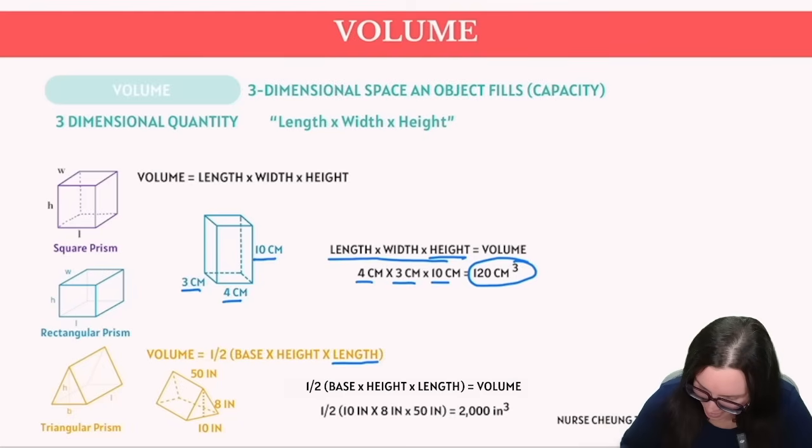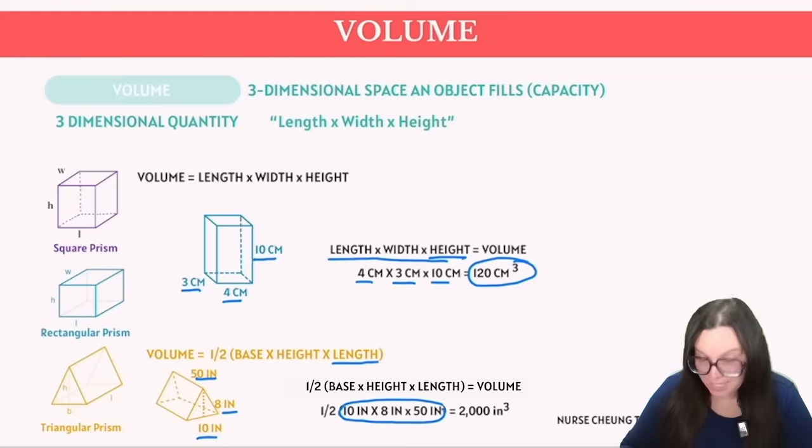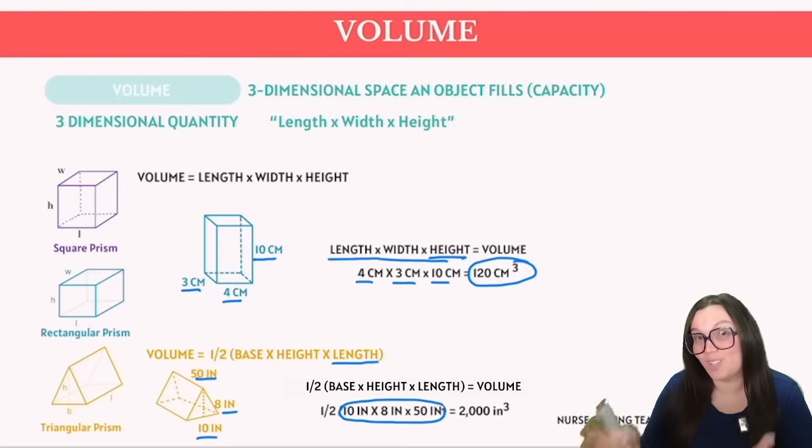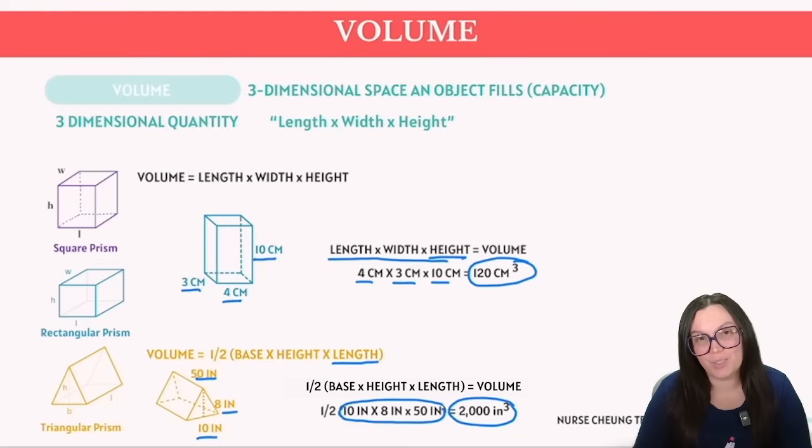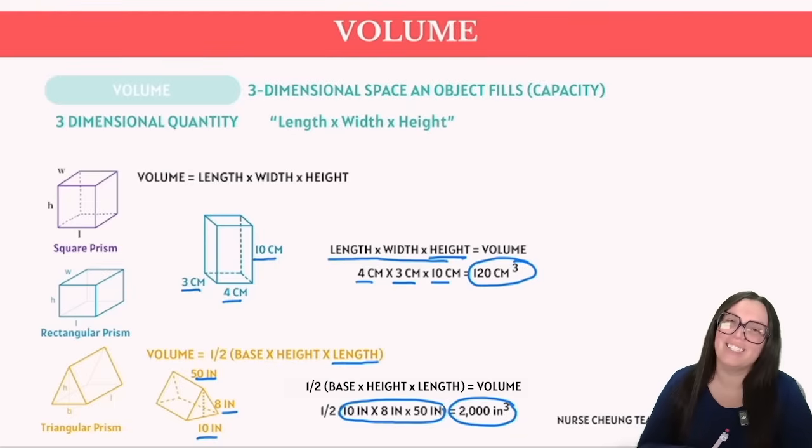So in this case, we have our base, that is 10, our height, that is 8, and our length, that is 50. So we are going to multiply 10 by 8 by 50, and we're going to divide that by 2, just like we would do with area. But this time, our volume, using our new equation, is equal to 2,000 inches cubed.